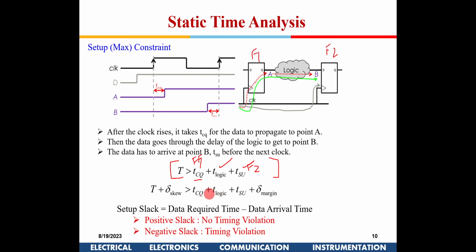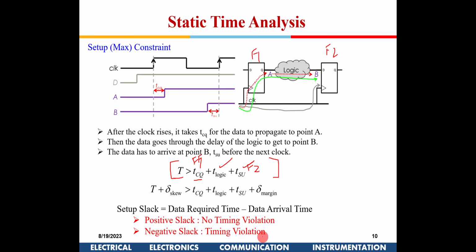If T is more than this, so I do T minus this, and if it is positive, then I can say it has got some positive slack. That is known as slack, that means there is some slack available, which is good. But if I do this minus this and I get a negative result, that means there is a timing violation, that means the setup violation.